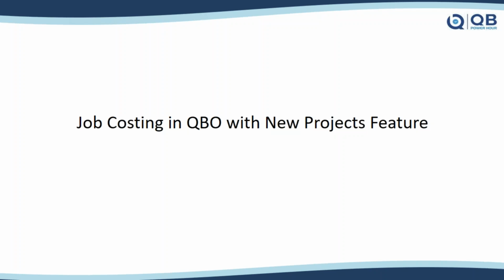Okay, as we're going to get into job costing with this new project feature, Pavan, would you like to give us a kind of overview of what Intuit was thinking and why you were working on this and kind of what led up to it and some of the background?